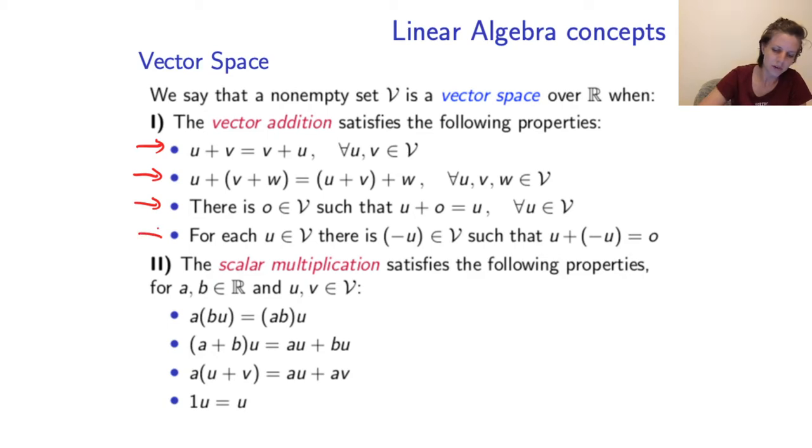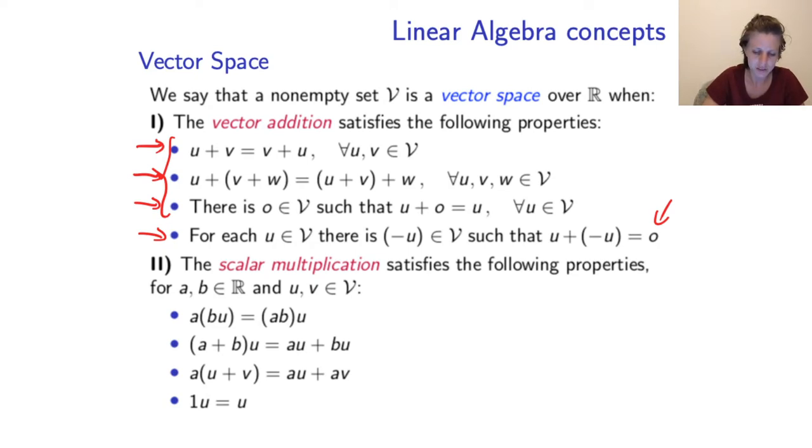And the fourth one is actually more a consequence, so you can prove it using the other three: there is a symmetric element such that this happens. Okay.